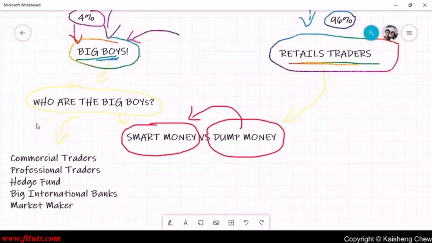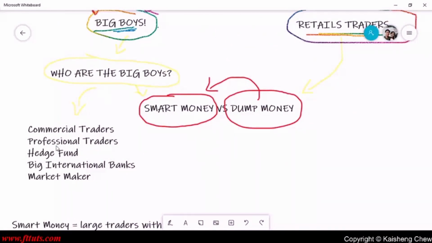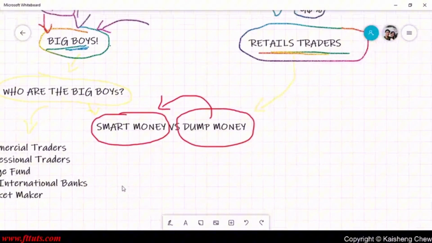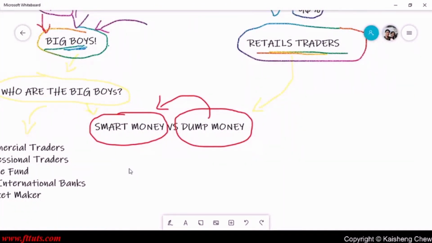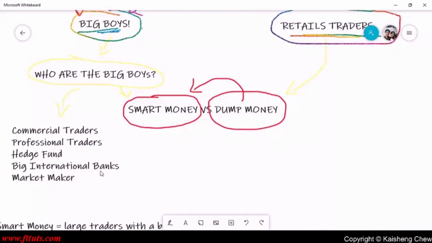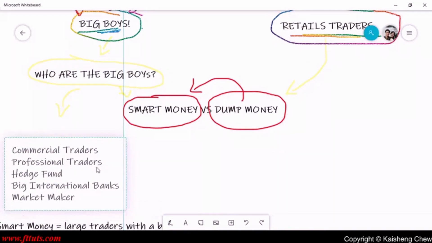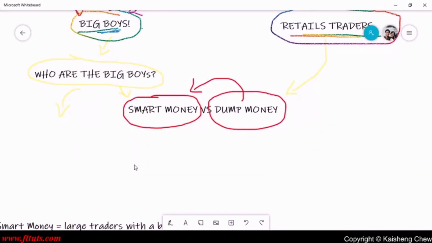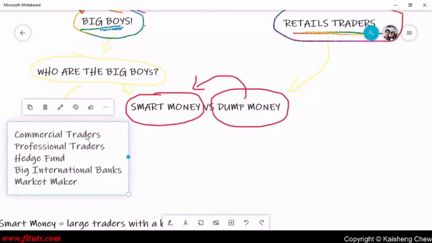The big boys involve commercial traders, professional traders, hedge funds, big international banks, and market makers. So they are considered smart money, okay, because they are large traders with a big amount of capital. Like a bank, right, a lot of people invest their money, they give the money to the bank, and the bank helps them do some investment. So that's why they've got a big amount of money.